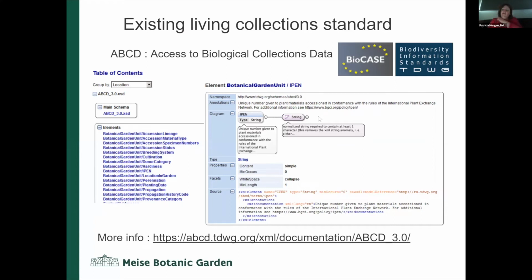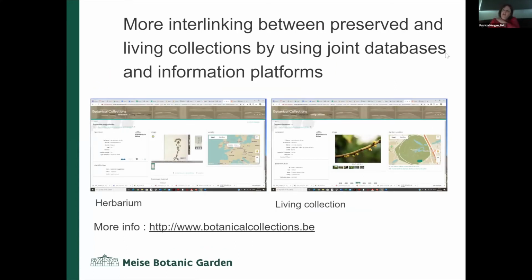Next slide. So we also plead for more interlinking between preserved and living collections because they can be complementary. For example, on our portal at the Meise Botanic Garden for Belgian collections, we now have in the same system access to the herbarium collection and to the living collections. And to conclude, we would just like to have more attention for the living collections, especially the outdoor and indoor higher plant collections, to work more with BGCI.